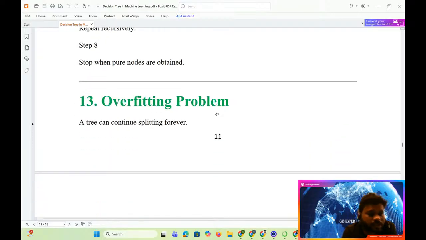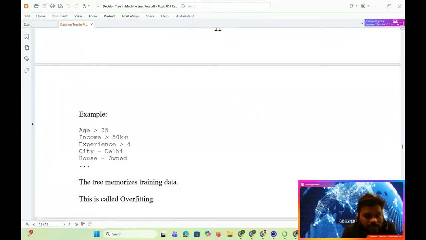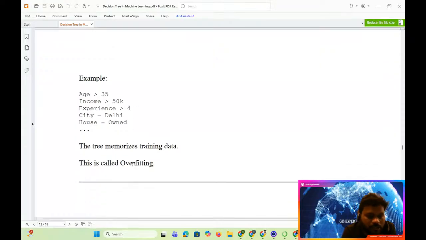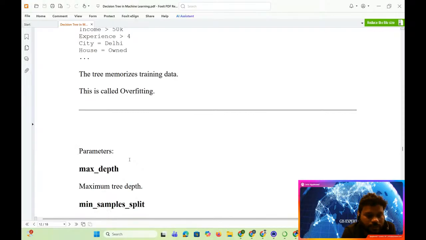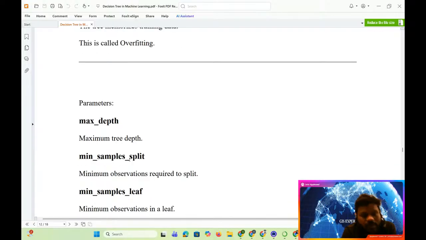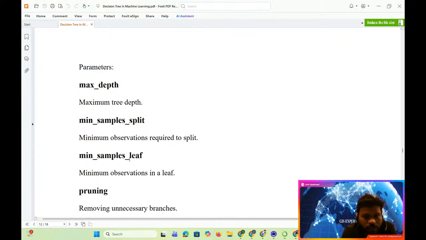The overfitting problem may arise, because a tree can continue splitting forever. For example: age more than 35, income more than 50, experience more than 50, city is Delhi, household is own, and so on. The tree memorized the training data. This is called overfitting. Parameters to control it are maximum depth, the maximum tree depth, and minimum sample split. This will be clearer when we do it in your practical class.